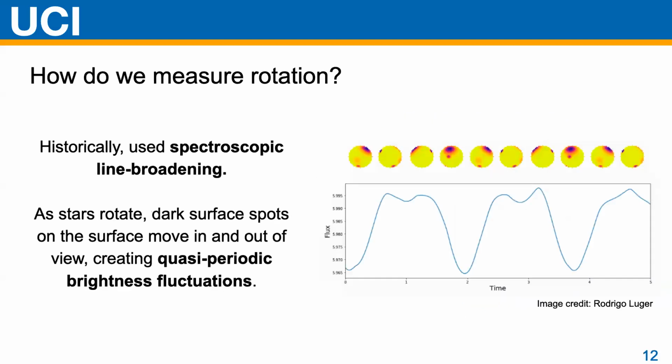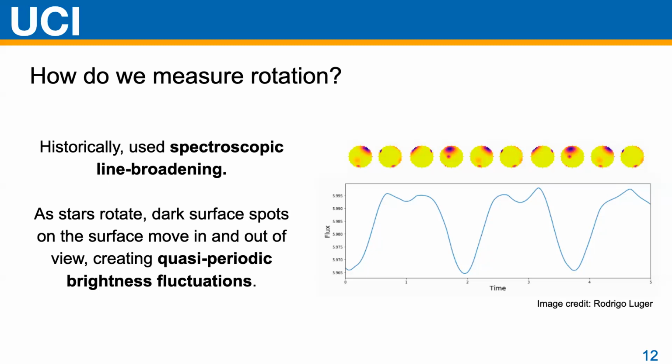The other way that we can do this is we can look at the photometry of the star. When a star has spots on its surface, as the star rotates, those spots will move into and out of view of the observer. And when the spot is facing you, the entire surface of the star will look a little bit dimmer. And so you can see these quasi-periodic brightness fluctuations over time. Now, this is awesome. You just need a photometer. It's less resource intensive than getting spectroscopy, and it's not model dependent.